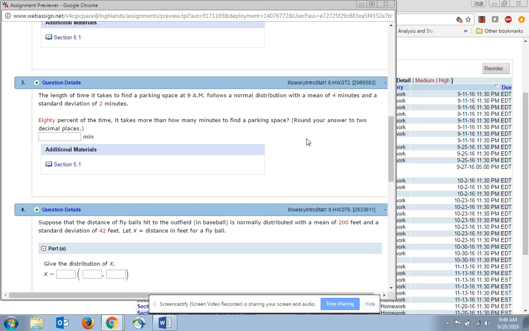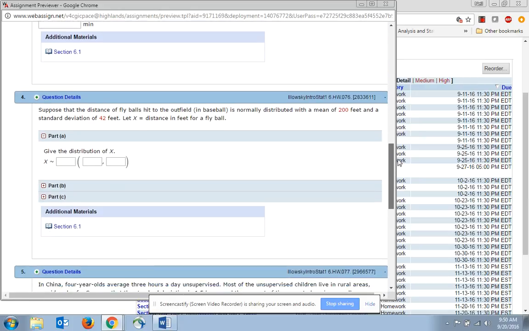Does that make sense? If I drew the normal distribution curve, I want to know 80% of the time it takes more than how many minutes. So if I have 80% on the right half of the normal distribution curve, what's left on the left is 20. So you're going to do the 20th percentile, or 0.20, in the inverse norm formula.